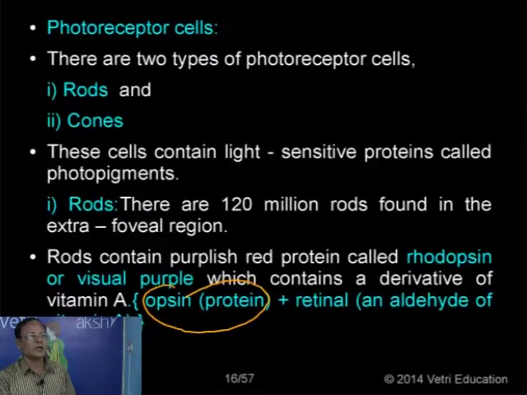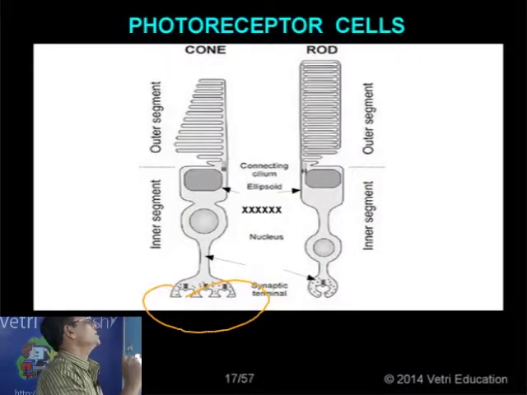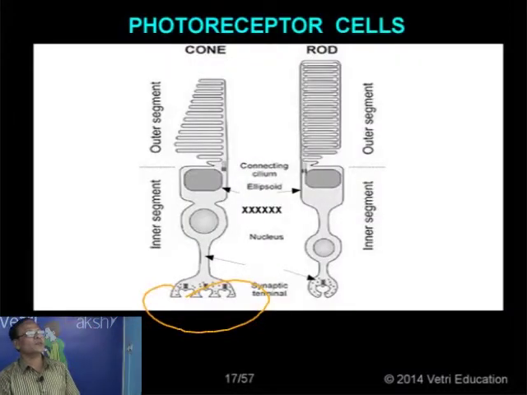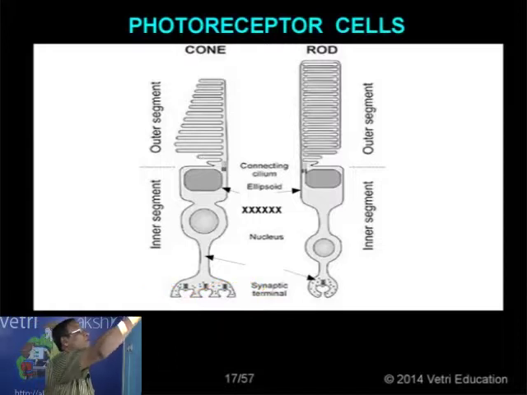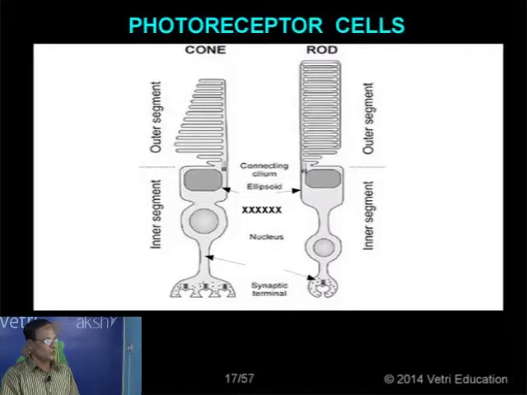That is nothing but an aldehyde form of vitamin A, which together form what is called the visual purple or rhodopsin. They are highly sensitive to light. Now here you see, based on the shape only, the photoreceptor cells are named simply rods and cones. Normally the rods and cones are more or less unipolar neuron-like structures having many lamella, with two regions, the outer segment and the inner segment. The inner segment contains the cell body and a branched synaptic terminal, which forms a synapse with the bipolar cells.